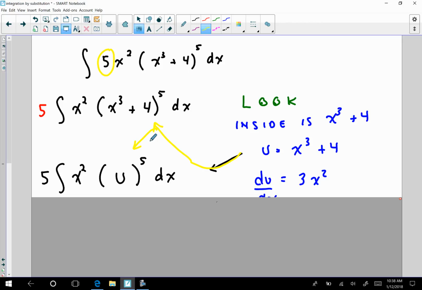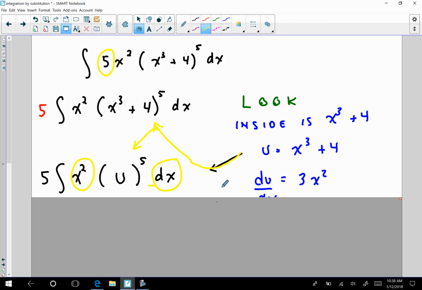And now I have this 5 integral x squared u to the 5th dx. And now, since this is in terms of u, I have to get rid of this x squared. And I have to turn this dx somehow into a du. These variables have got to match up.